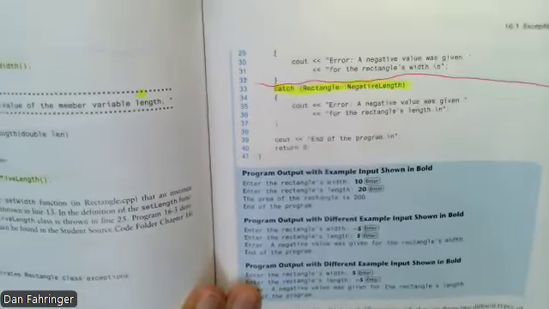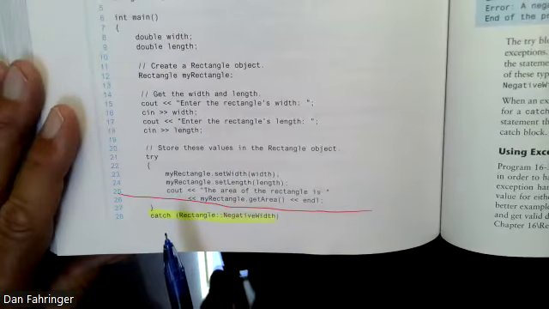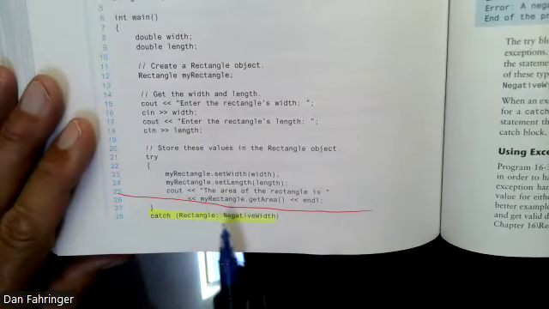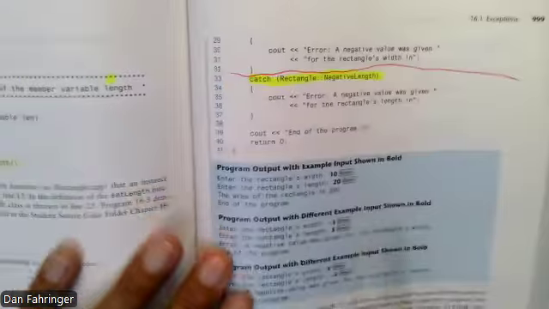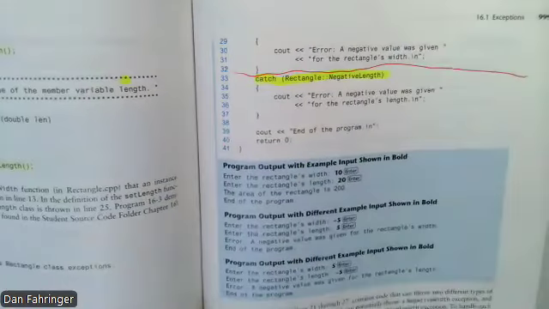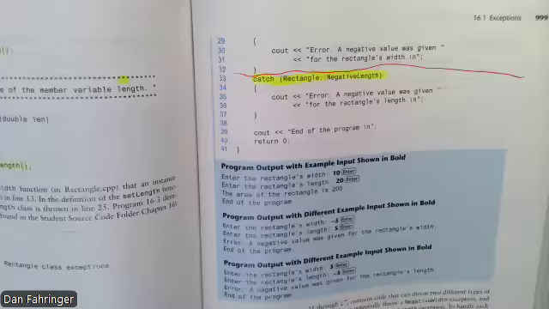We have different ones. And in fact, you can see we have different catches. We have a catch just for negative width. We have a catch just for negative length. After we talk about templates, we're going to come back and you're going to make your own exception class.